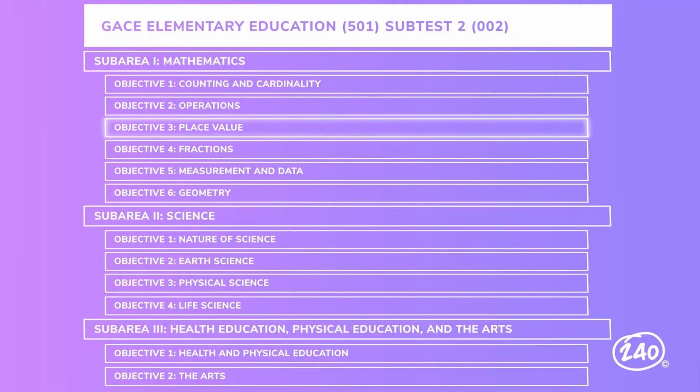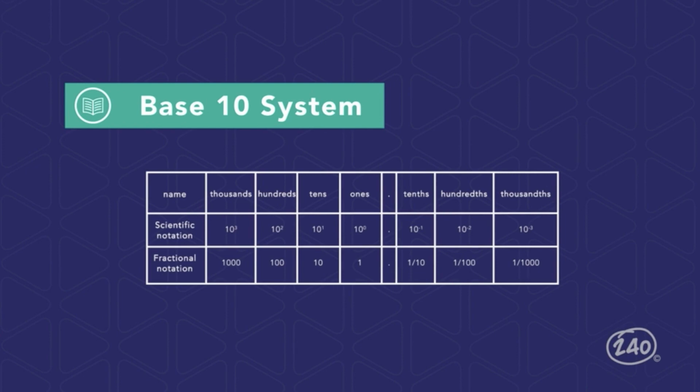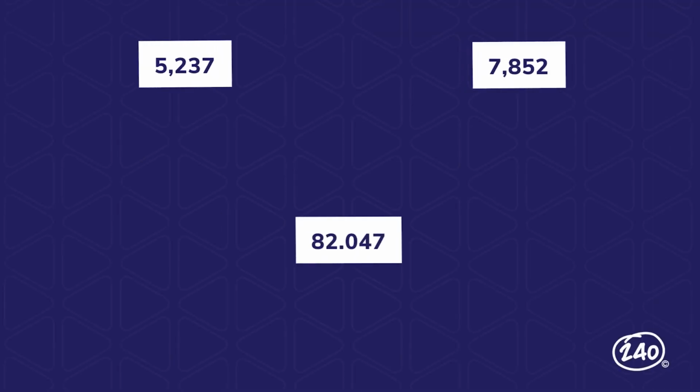Okay, let's keep moving to the third objective. This place value objective is all about, well, you guessed it, place value. That means you'll need to understand a place value chart like this one and the value each digit within a larger number holds. For example, the digit 7 appears in each of these three numbers, but it holds a different value in each of them.